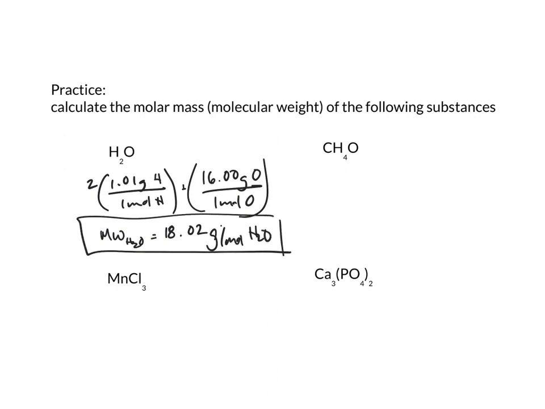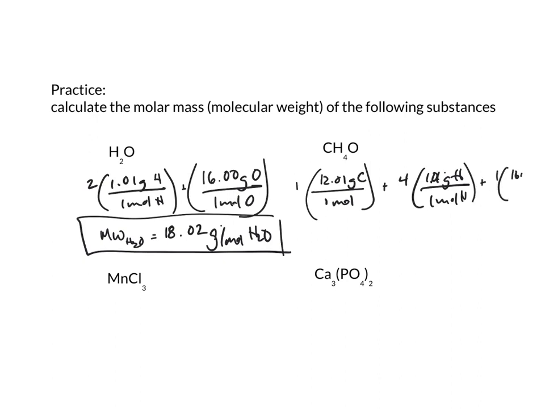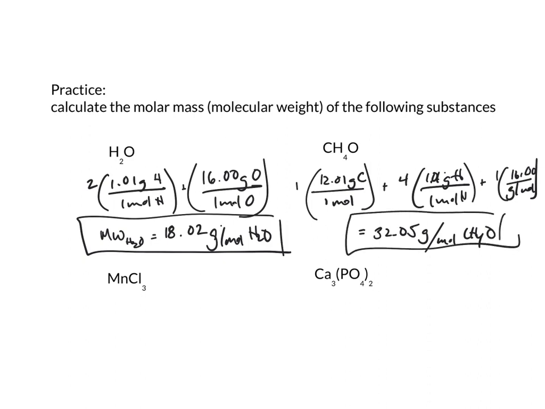Okay. If I'm looking at CH4O, I'm going to do the same process where I have 1 carbon, which has an average mass of 12.01 grams per 1 mole. And then I have 4 hydrogens, which has an average mass of 1.01 grams of hydrogen per 1 mole. And then I have 1 oxygen, 16.00 per mole. So that adds up to be 32.05 grams per mole of CH4O.